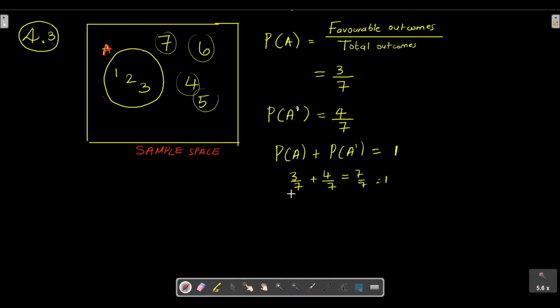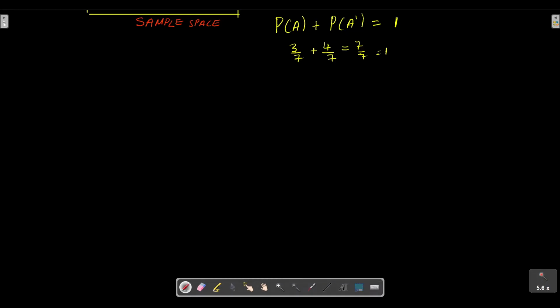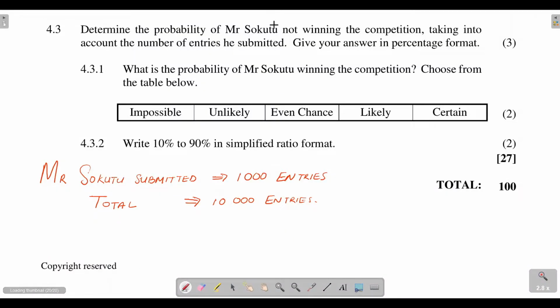And this is basically the whole purpose of complementary events. These two events complement each other because when you add them up together, they will basically add up to 1. So I'm going to use that explanation to help you better understand this question. Remember here, we are given the probability. We want to determine the probability of Mr. Sekutu not winning the competition.